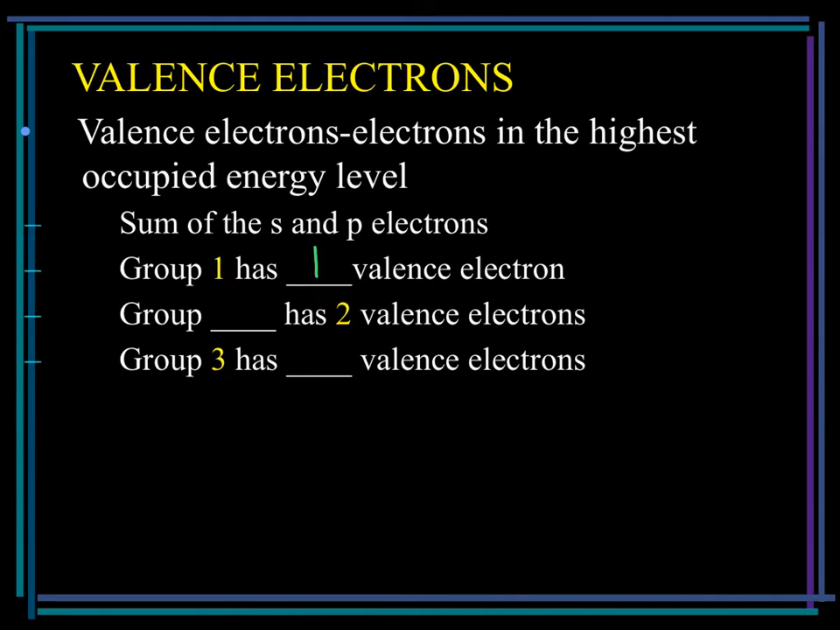So which group will have 2 valence electrons? So then that would be group 2, right? So let's write a 2 right there. And then group 3 has 3 valence electrons. Okay, so don't forget when you count your groups, we skip the transition metals. So 1, 2, skip the transition metals, and then 3 through 8.